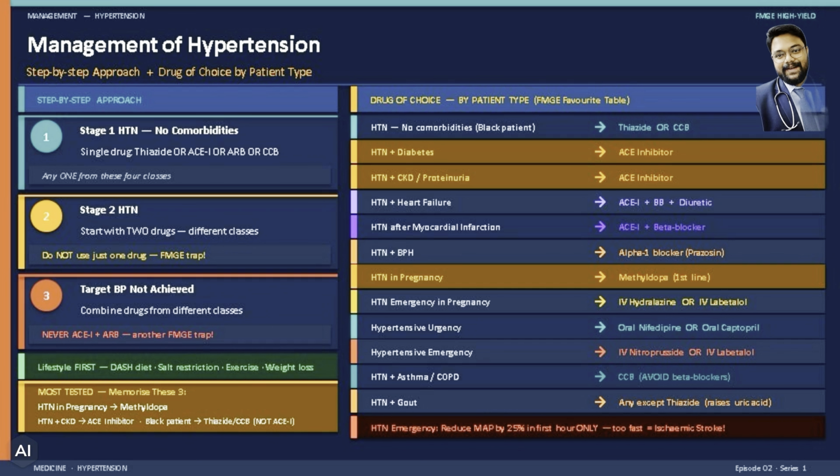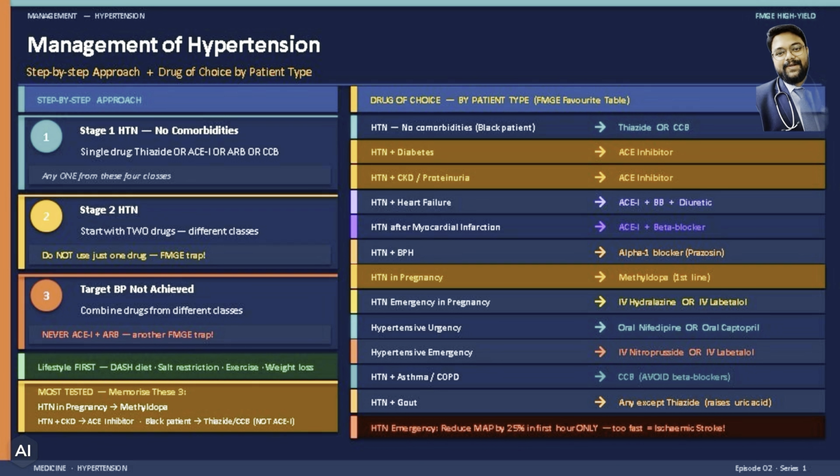Now the most FMGE tested part, management. The key principle is lifestyle modification first, then drugs. But in clinical exams, they want to know which drug to start and when.